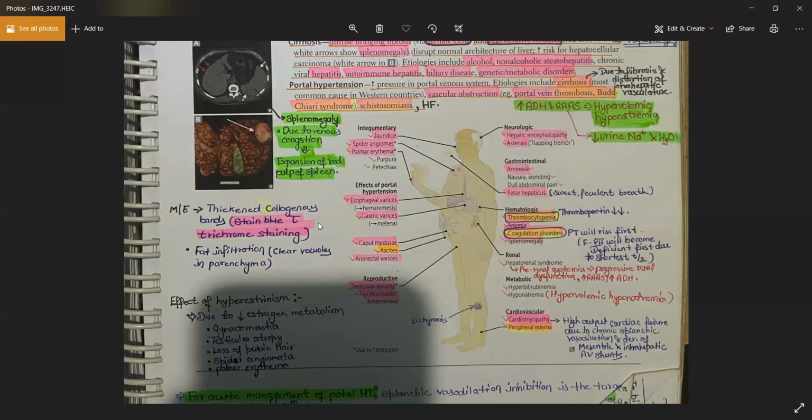Portal vein or hepatic vein? Are you saying portal vein or hepatic vein? In both. In Budd-Chiari, we get thrombosis in the hepatic vein mostly. Yes.